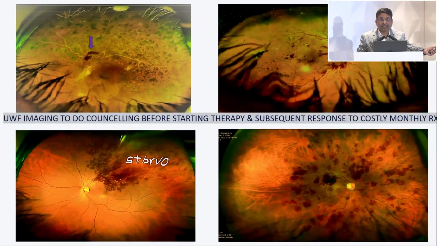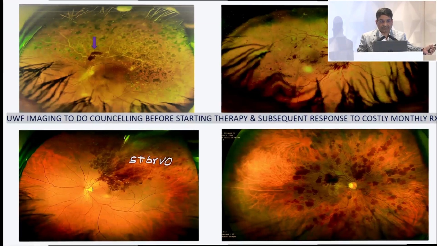In cases of vascular retinopathies, we know that these are cases requiring recurring treatment. So in these cases, at least the first time, you should tell the patient and show the patient and relatives that you are suffering from this disorder and you require repeated treatment because of this.